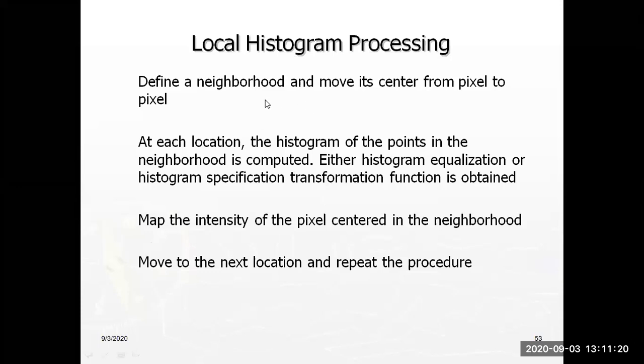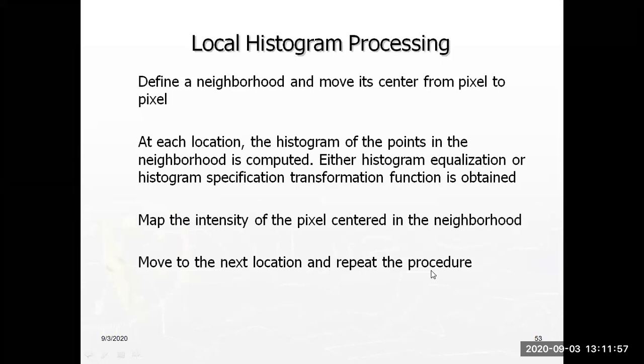So what I am saying here is: define a neighborhood first and move its center from pixel to pixel. Automatically, the intensity values of the original pixels change to other values. If the intensity values are changed, then automatically at each location the histogram is also changed. If the histogram is changed, equalization is also changed, and if equalization is changed, specification is also changed. After that, map the intensity of the pixel with the center of the neighborhood, move to the next location, and repeat the procedure.